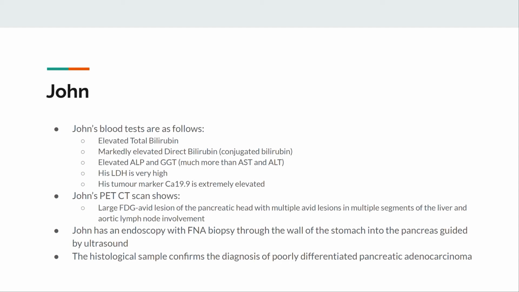He gets a PET CT scan, which shows a large FDG avid, which is just a terminology for PET scans, lesion of the pancreatic head with multiple avid lesions in multiple segments of the liver and aortic lymph node involvement. He has an endoscopy with fine needle aspirate biopsy through the wall of the stomach into the pancreas guided by ultrasound. Histological analysis of those cells confirms the diagnosis of a poorly differentiated pancreatic adenocarcinoma.